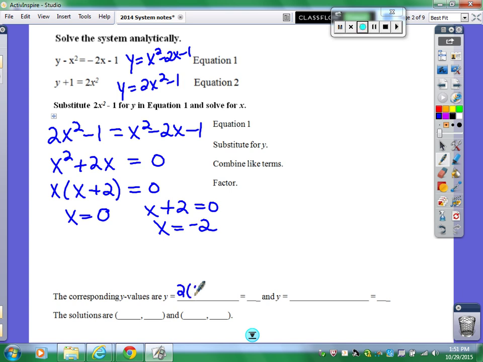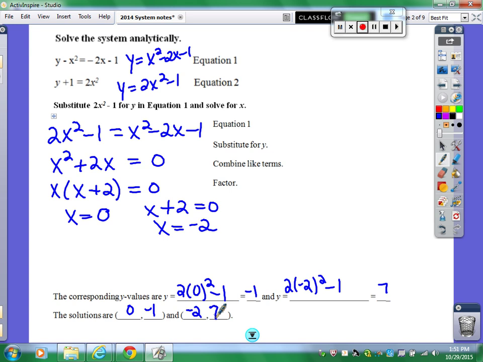So I'm going to substitute in 0. And that's going to give me -1. So my first answer is 0, -1, which should be the same answer we got before. All right, now I do the same thing with -2. So plug in -2. -2 squared is 4. 4 times 2 is 8. Minus 1 is 7. So my second answer is -2, 7. Here again, remember, anytime you solve a system, your answers are always ordered pairs.